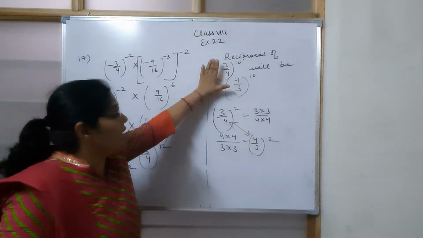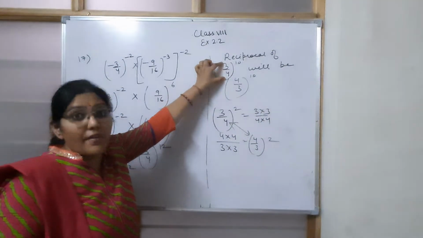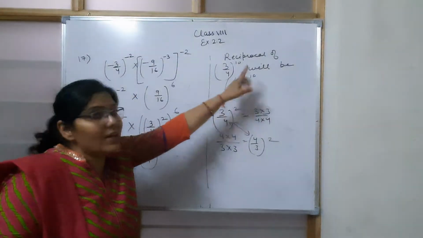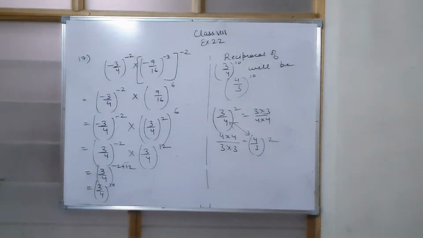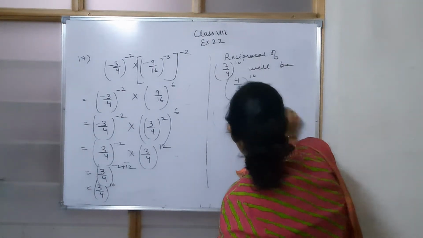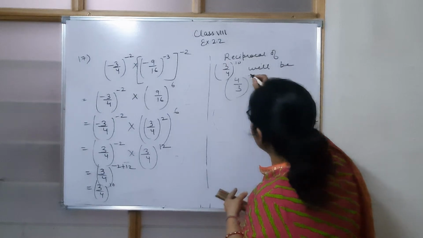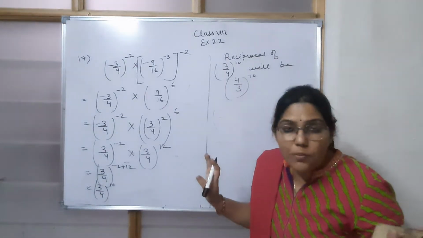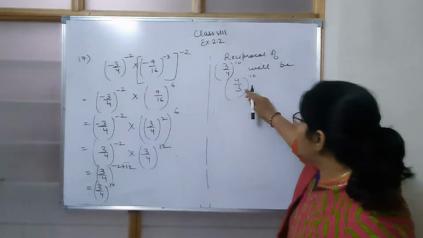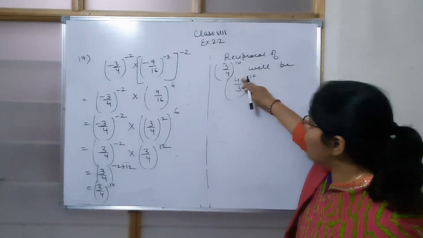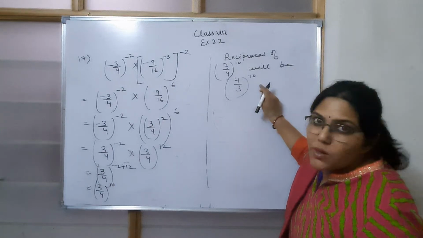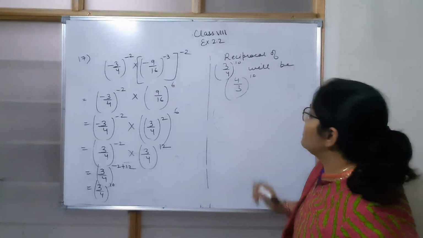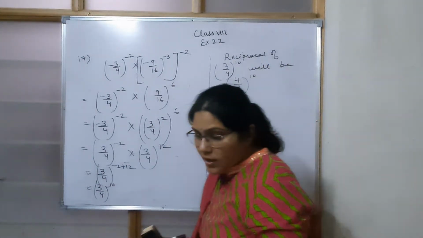So if they are asking for the reciprocal, it means we will just take the reciprocal of the base and the power will remain the same. If it is positive, keep it positive. If it is negative, it is negative. If you change the power when you take the reciprocal of the base, just look here. If you make it minus 10, then these two numbers will be equal. They will not be reciprocals of each other. Because when you write 3 upon 4, the power will become positive and these two will become equal. So the reciprocal will be 4 upon 3 raised to the power 10.